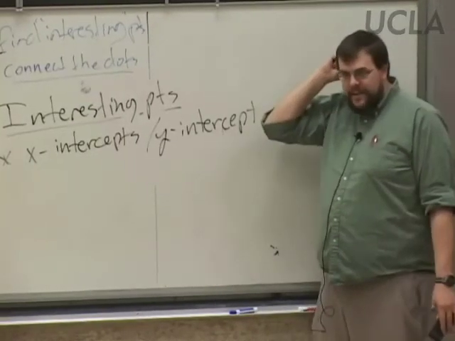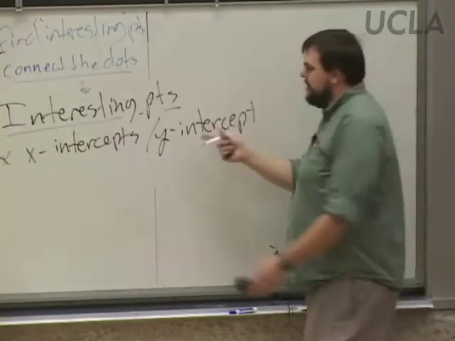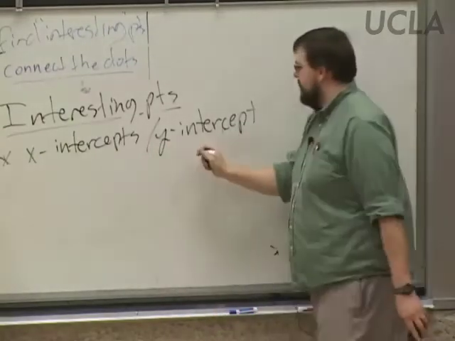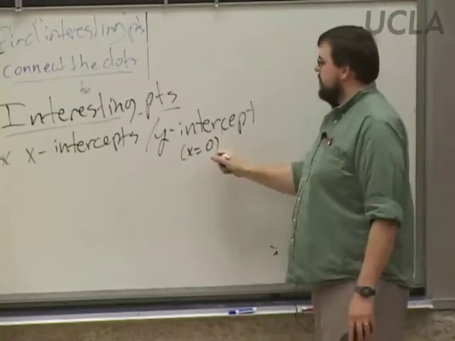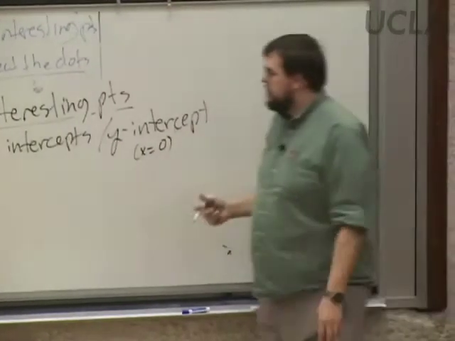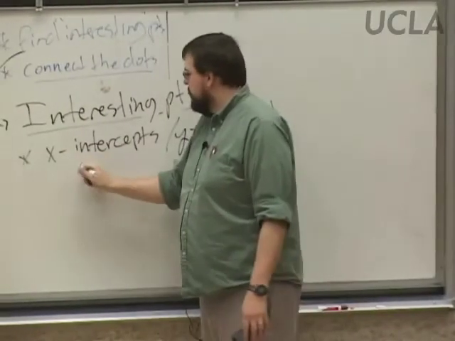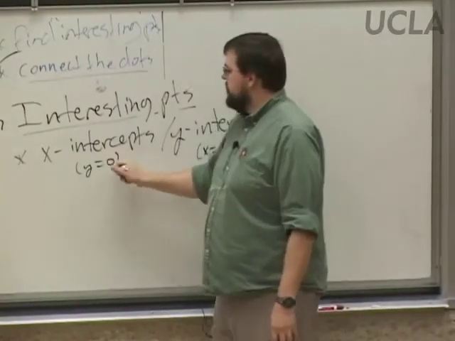When are you at the y-axis? When x equals 0. So you just plug in x equals 0. So you plug it into your function and see what number comes out. How do you find the x-intercept? Well, you put y equals 0, and then you have to solve for x.